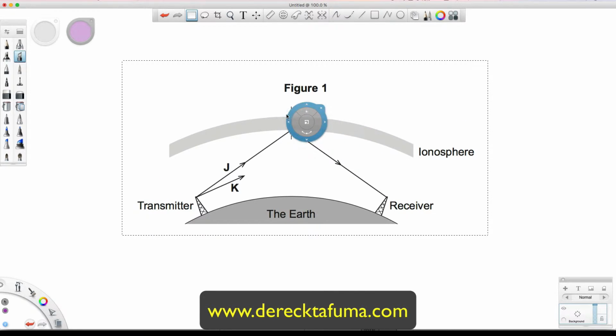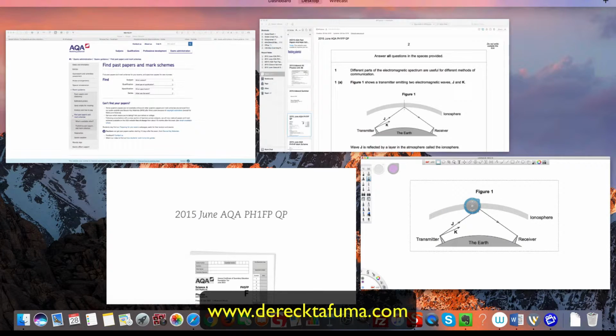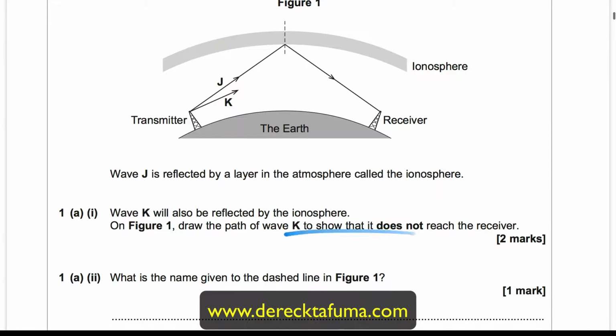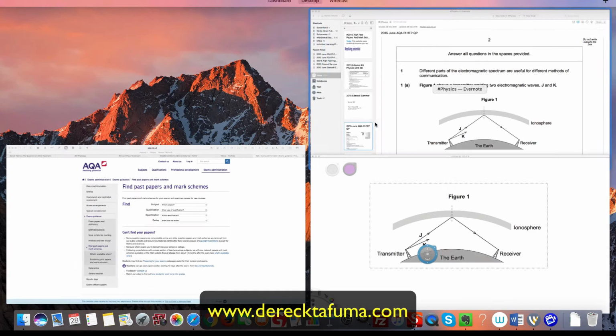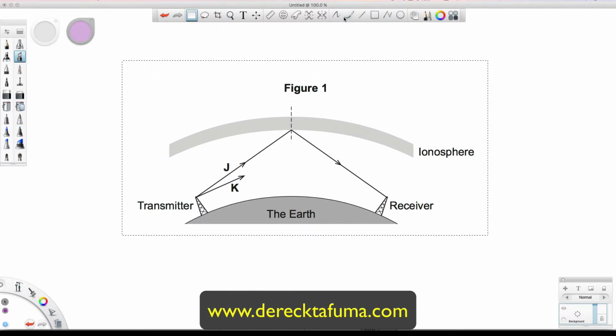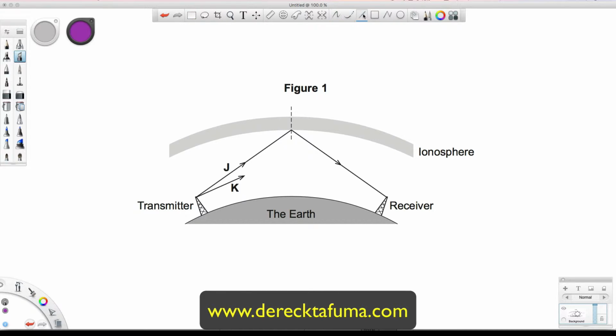So the question was to show that wave K does not reach the receiver. So there is wave K. It's not going to reach the receiver, and to show that, what we need to do is select this tool. First of all, I want to draw the line which is going to help me draw the normal. So this line would have helped to draw this normal. Let me change the color.